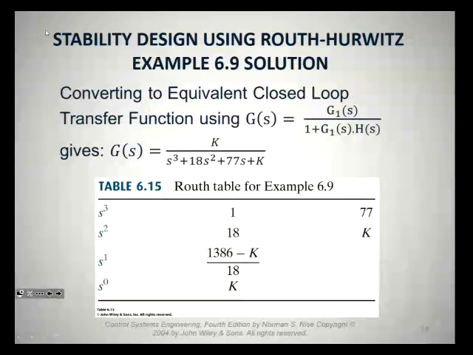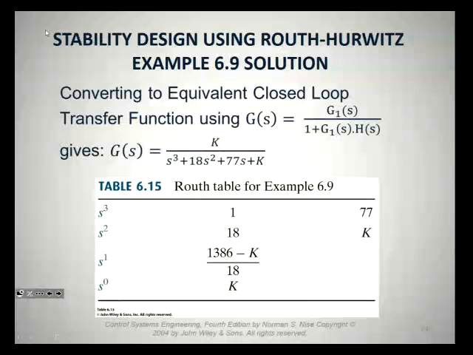But you can see here that these are all positive. Well, k is probably going to be positive. It's unlikely you're going to have negative gain. So the only one that's likely to be negative is this middle one, this 1386 minus k over 18. That's the only one that could possibly have a sign change in that column. So all you need to do is work out what value of k would make that 0, and that would be the maximum value of k you could have before the equation became negative.